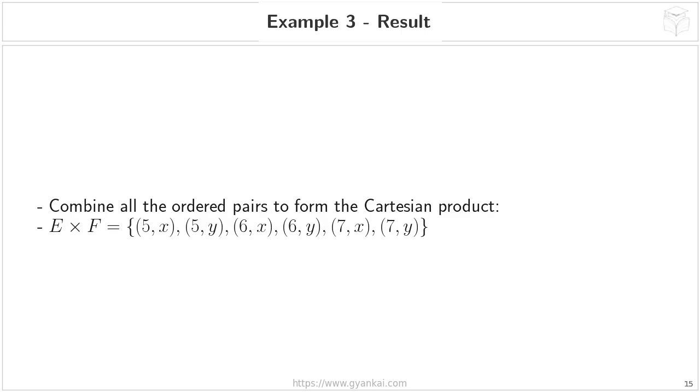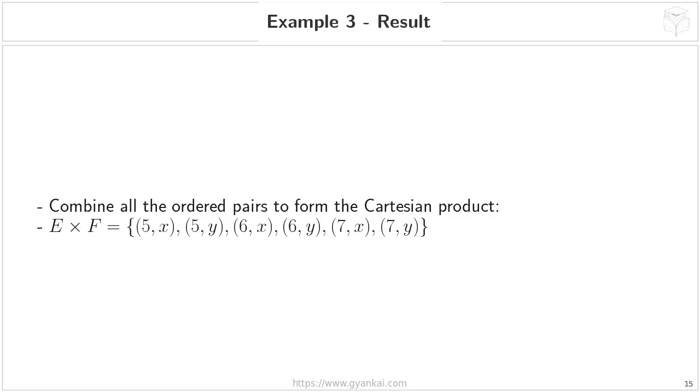This makes sense because set E has 3 elements, and set F has 2 elements. The product of 3 and 2 is 6, which confirms the general rule we discussed. The number of elements in the Cartesian product is always the product of the number of elements in each of the original sets. This concludes our examples of Cartesian products.